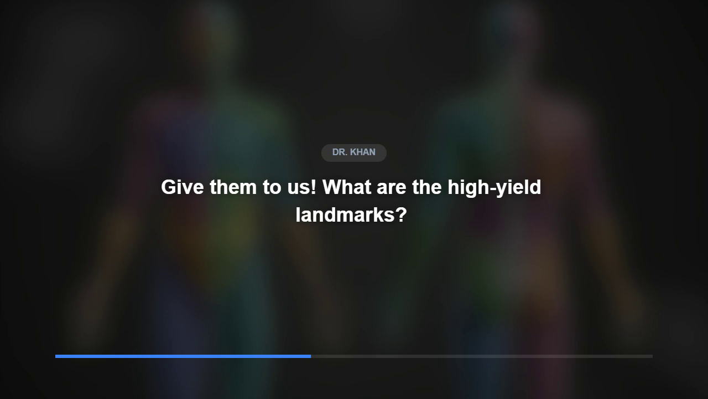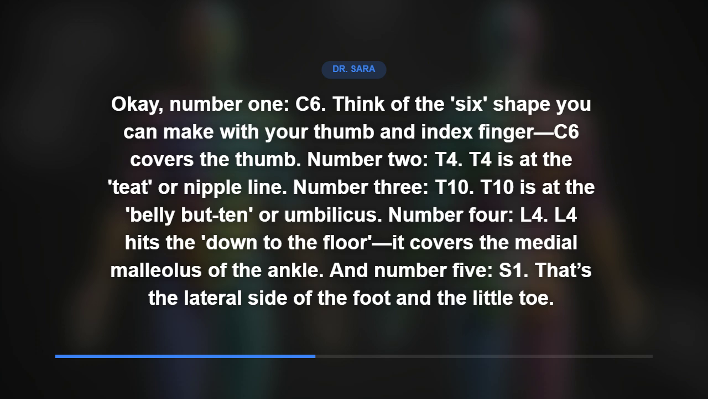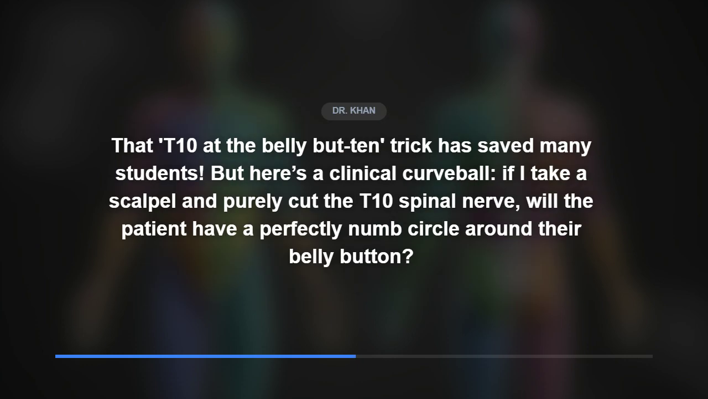Give them to us. What are the high-yield landmarks? Okay, number 1, C6. Think of the 6 shape you can make with your thumb and index finger. C6 covers the thumb. Number 2, T4. T4 is at the teat or nipple line. Number 3, T10. T10 is at the belly button or umbilicus. Number 4, L4. L4 hits the down to the floor. It covers the medial malleolus of the ankle. And number 5, S1. That's the lateral side of the foot and the little toe. That T10 at the belly button trick has saved many students.